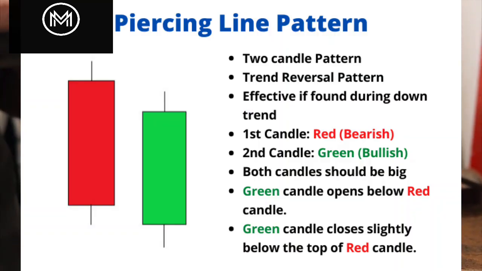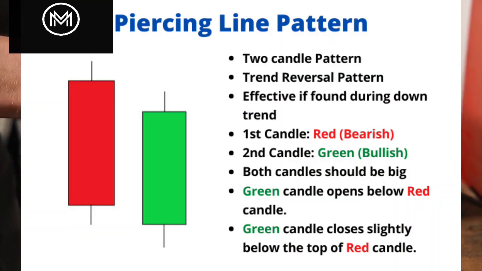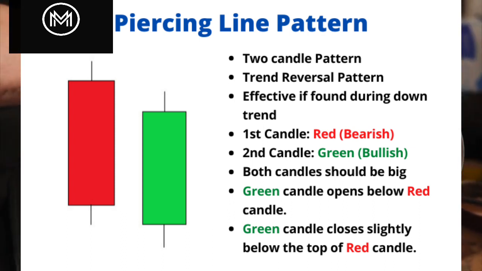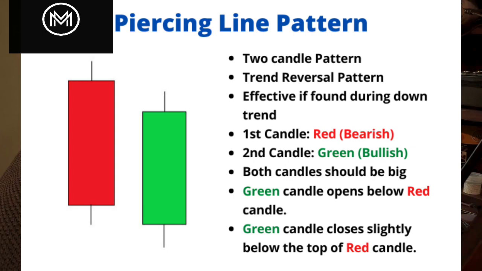Piercing pattern. The piercing pattern consists of a long bearish candle followed by a bullish candle that opens below the previous candle's low but closes above its midpoint. It suggests a potential trend reversal from a downtrend to an uptrend.